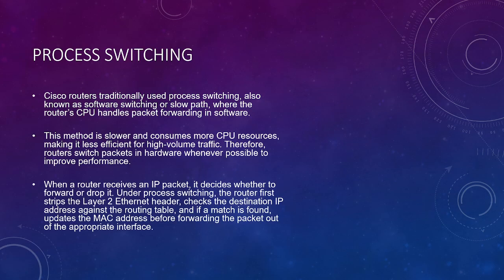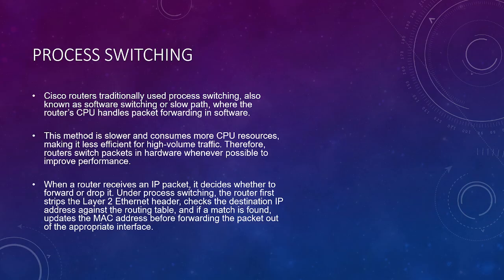Next, when a router receives an IP packet, it decides whether to forward or drop it. That's what we discussed in the previous slide. Under process switching, the router first strips the layer 2 header and checks the destination IP address against the routing table. If a match is found, it updates the next hop MAC address before forwarding the packet out of the appropriate interface.